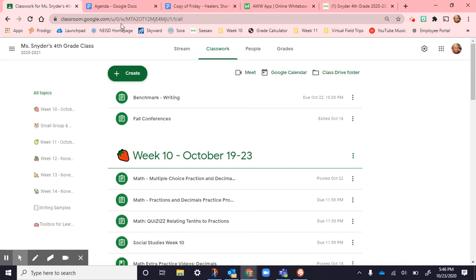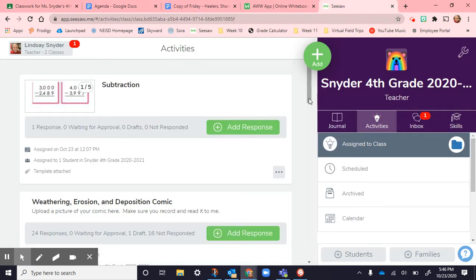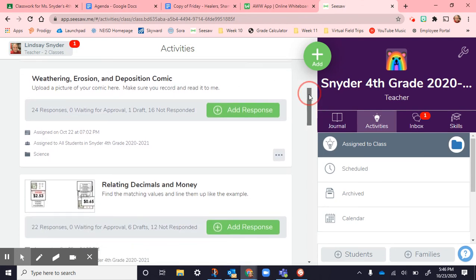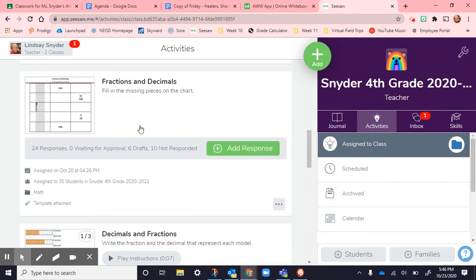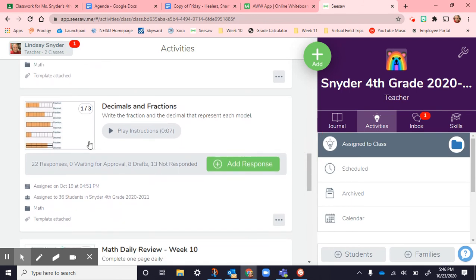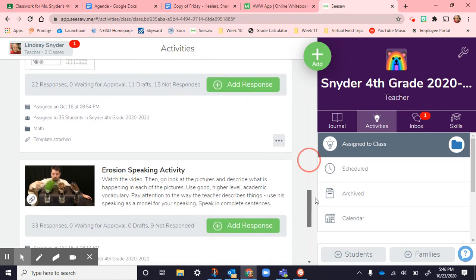And then, where is Seesaw? There it is. All right, in Seesaw, things that should be complete: our comic should be turned in. Relating decimals and money, that matching should be turned in. This one, you're writing the fraction and the decimal. You need to have shaded in the model. That should be turned in. Decimals and fractions should be turned in. Daily review should be turned in.